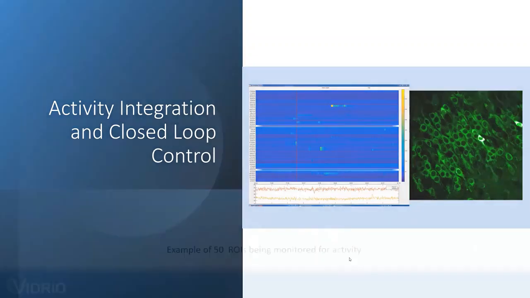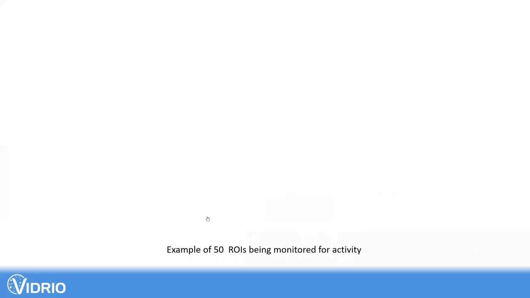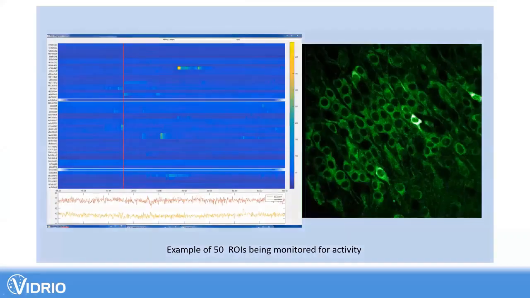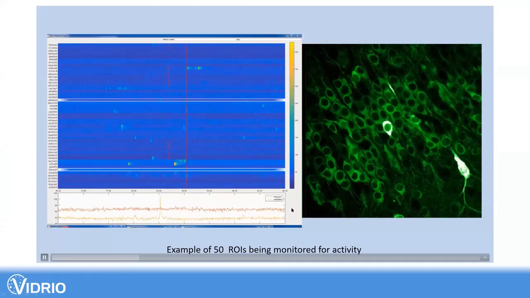So now I wanted to just highlight a little bit about activity integration and closed loop control. This is a movie from Janelia, and this shows an image over here that's ongoing in real time of a live awake animal. And then this is the actual reporting interface for the region of interest activity integration monitor.